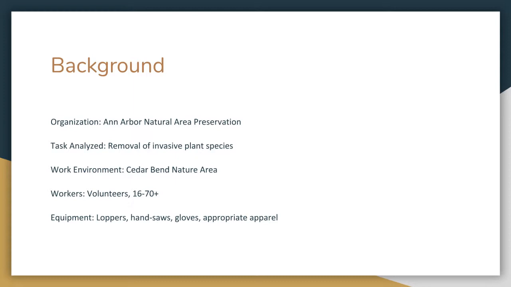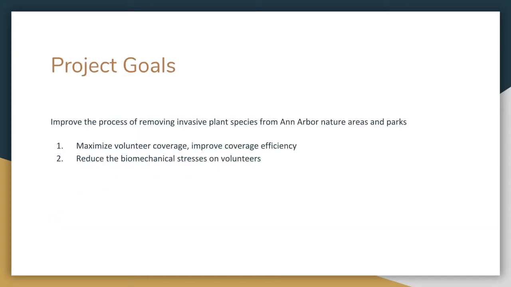The task I analyzed was the removal of invasive plant species from natural areas and parks within Ann Arbor, specifically removing honeysuckle at Cedar Bend Nature Area. The workers involved in this task include teenage or adult volunteers that can safely handle a variety of hand tools, in addition to being capable of moderate exertion levels. To complete this task, workers used a pair of loppers, small handsaws, gloves, and appropriate apparel for the environment, which included long pants and closed-toed shoes.